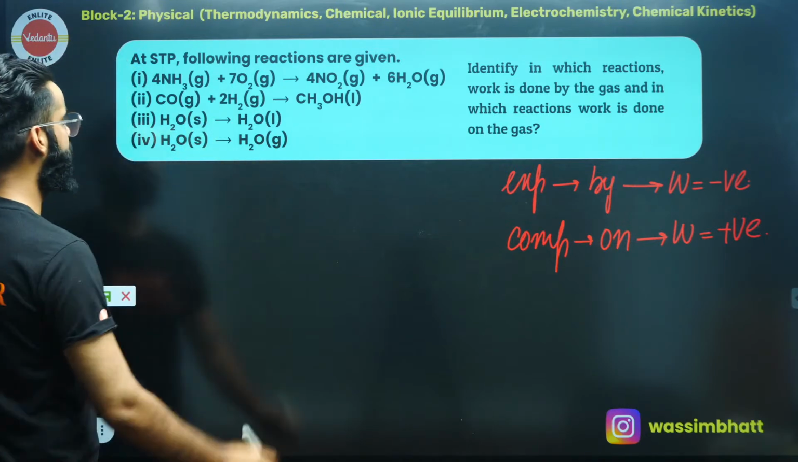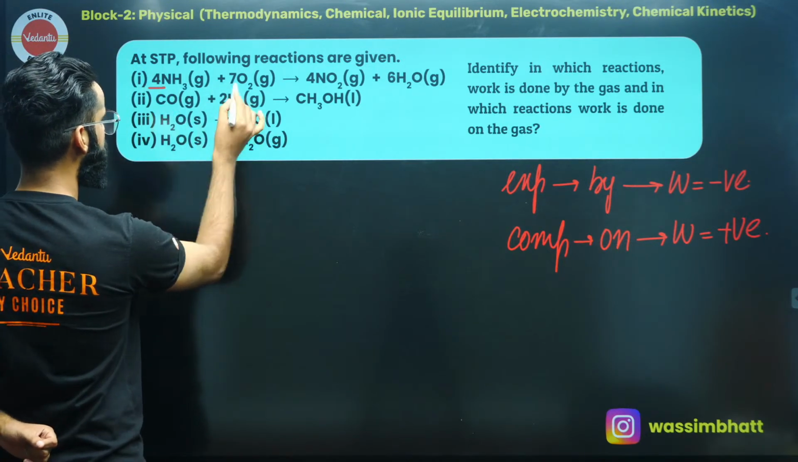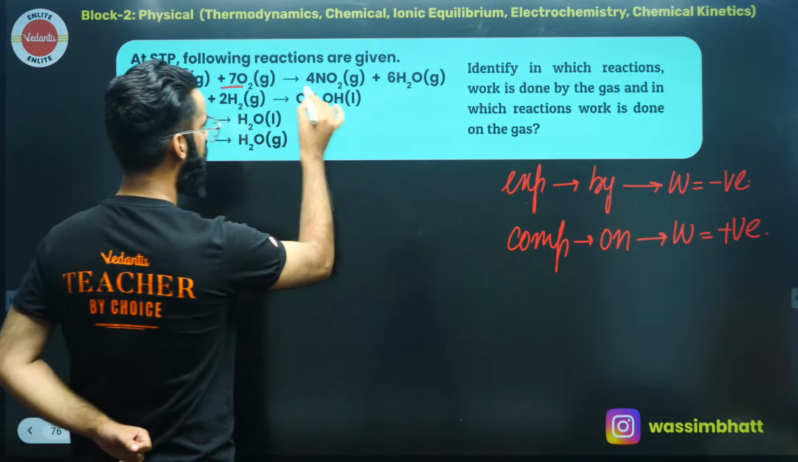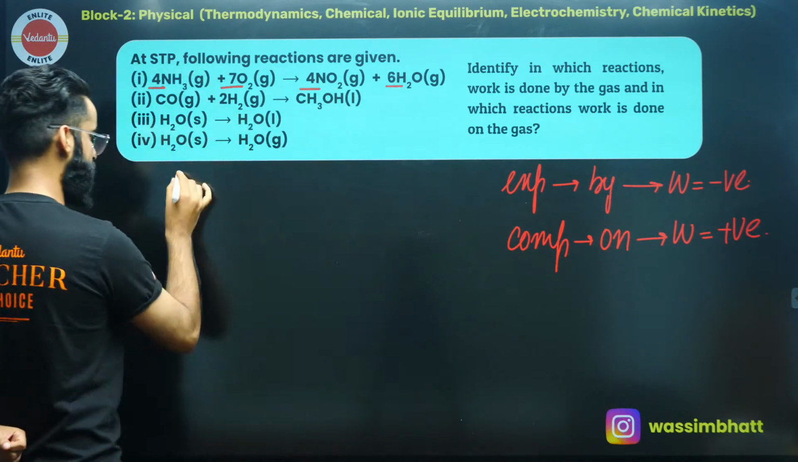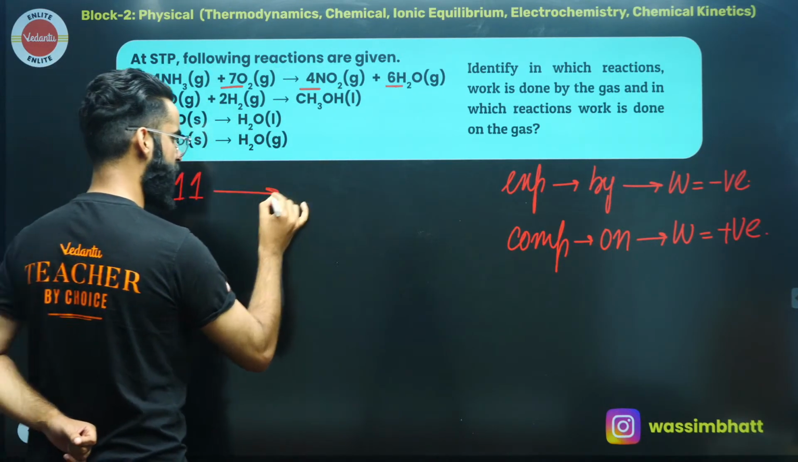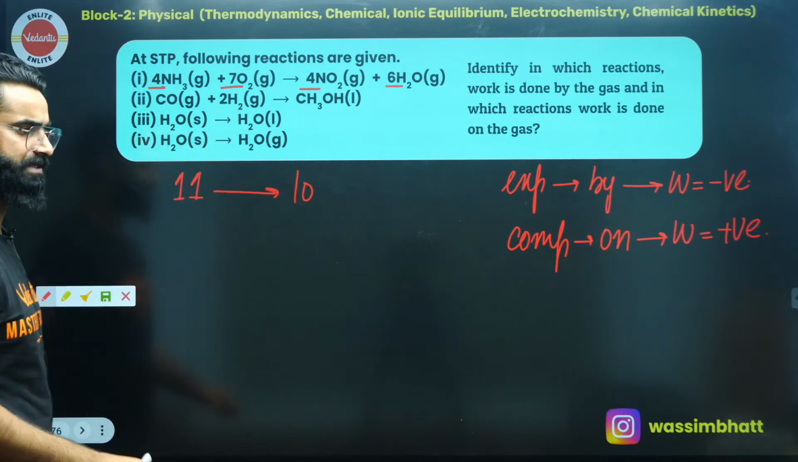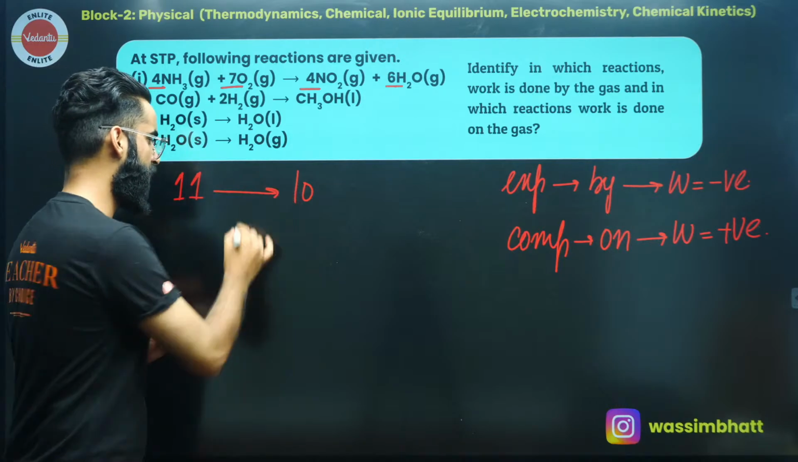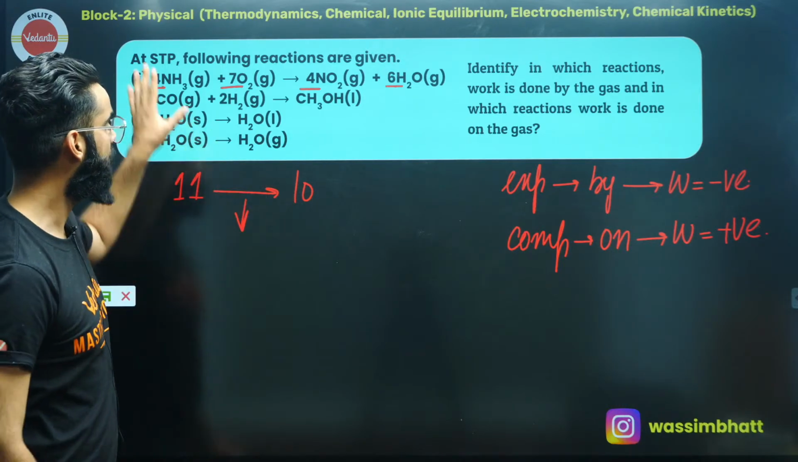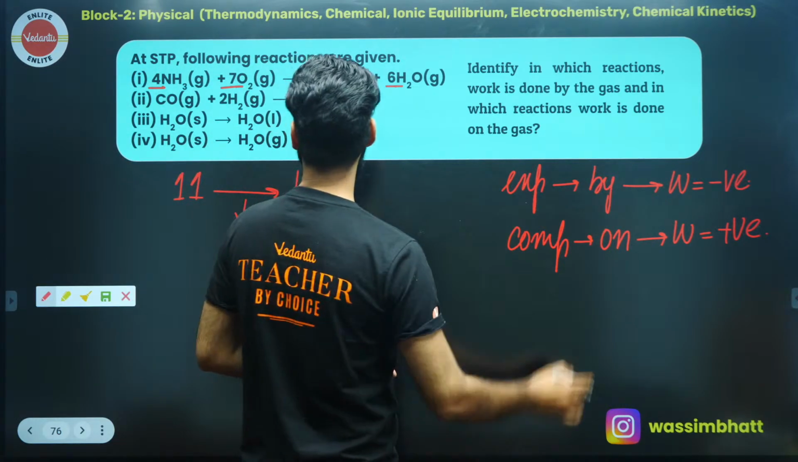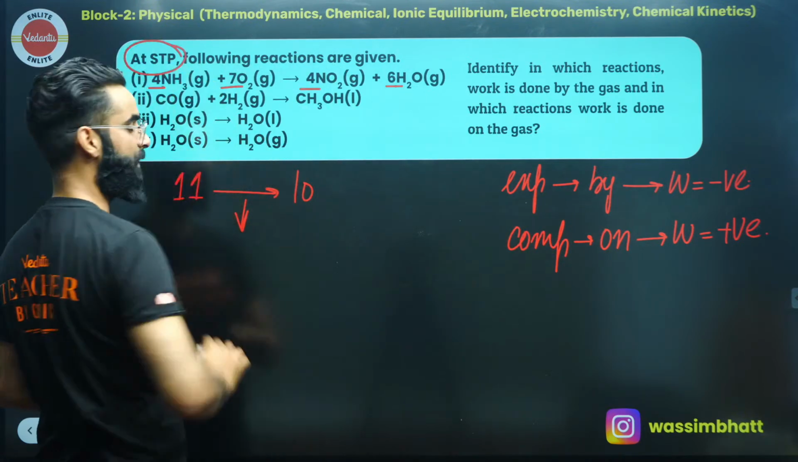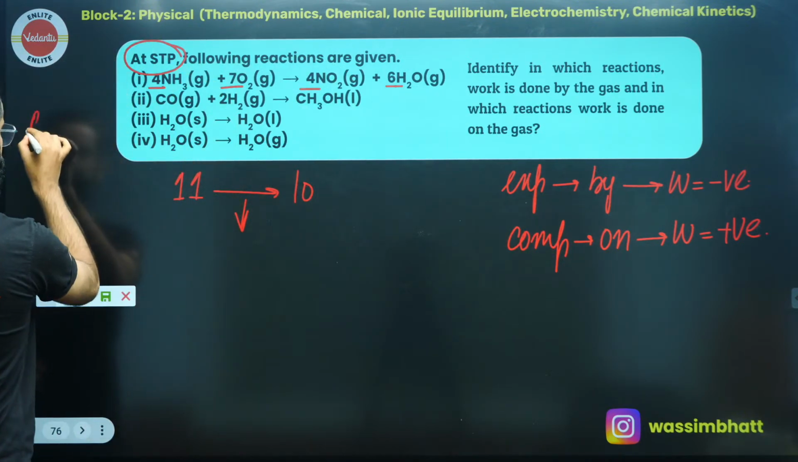Now, look at the first reaction, my dear people. On the reactant side, you have 7 plus 4, 11 moles. On the product side, you have 6 plus 4, 10 moles. So when the reaction is happening, are the number of moles increasing or decreasing? The number of moles are decreasing, right? Since all the reactions are taking place at STP, that means pressure and temperature are constant.